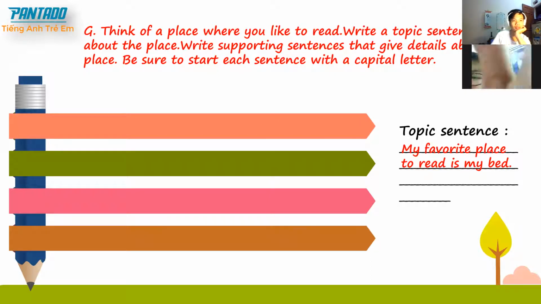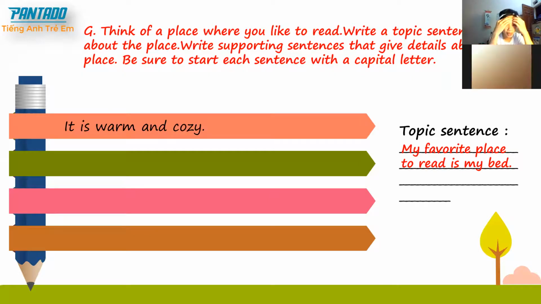Finished. My favorite place to read is my sofa in the living room. In the living room, okay. And supporting sentences: the sofa is really billowing. What does it mean, billowing? Okay, so like this, it is warm and cozy. Do you know cozy? No. No? Cảm giác như kiểu gọi là thân thân. Cozy như kiểu nó gần gũi, hiểu không? Okay. Ấm cúng. And it has enough light to read.